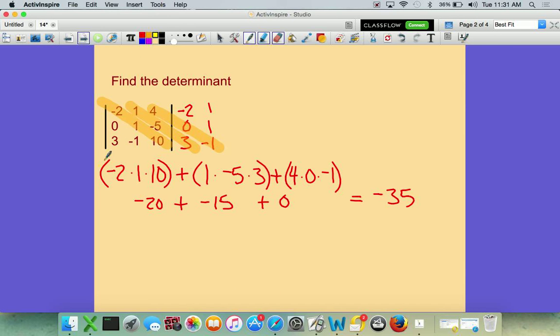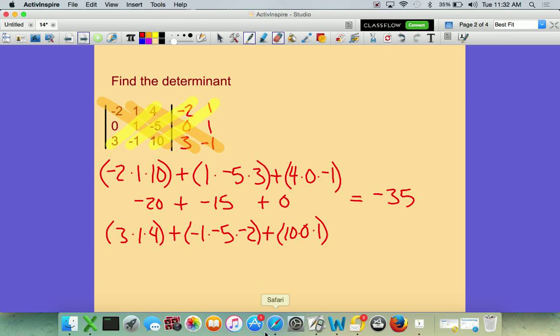4, then we've got to go back and do all of the ones going up also. So we're going to take those 3, and those 3, and those 3. So we've got 3 times 1 times 4 plus -1 times -5 times -2 plus 10 times 0 times 1.